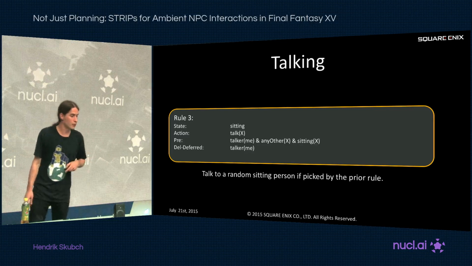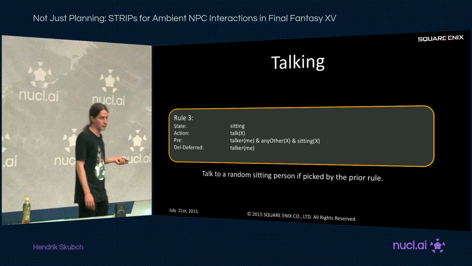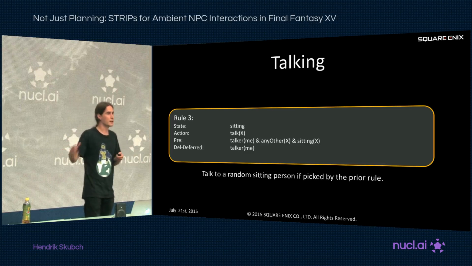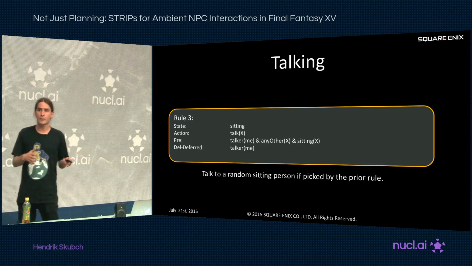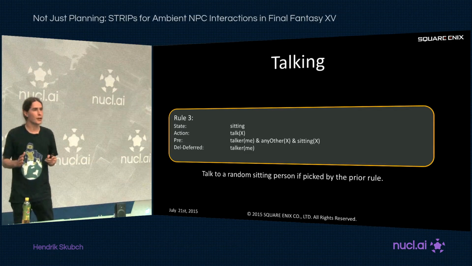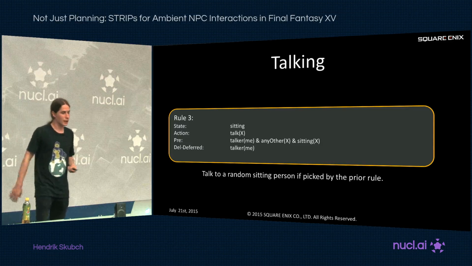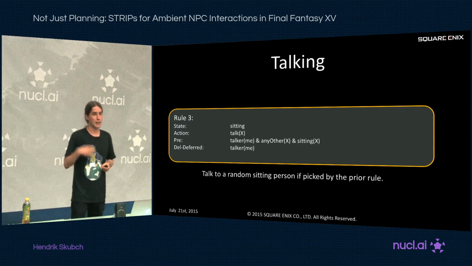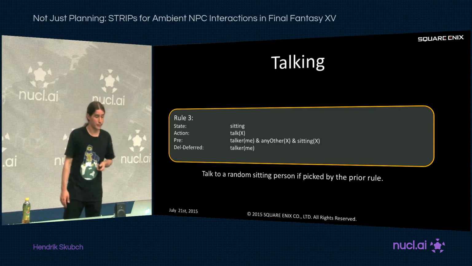And then a second rule can say, okay, if you're the one who has been designated in that way, and there is someone else also sitting, then you can talk to him. Once you're done with that, remove that information about the designated talker so that the previous rule can grab again and define another NPC to talk.